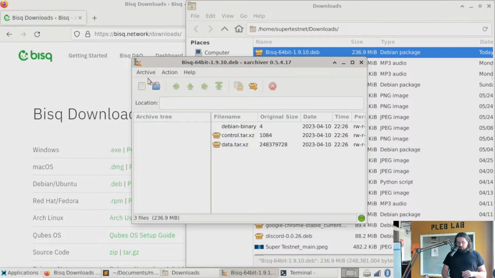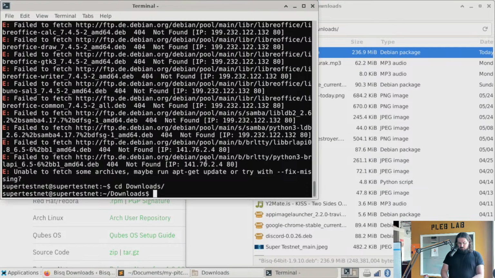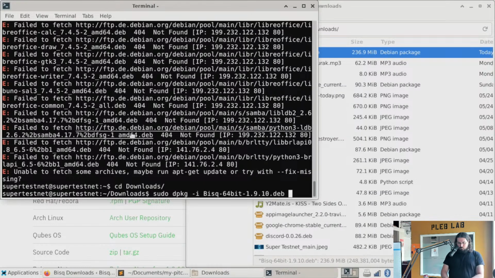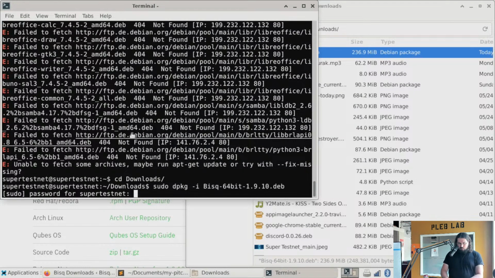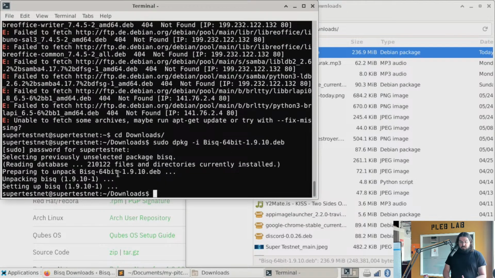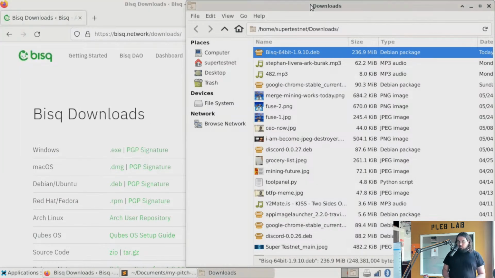I don't know how to install things with this mode. I'm going to use this. Sudo dpkg -i, and what's this file called? Bisq. It's always hard to install things on Linux, but it's not hard on other platforms. So I'm installing Bisq now, and now it's set up. Now I have Bisq installed on this computer. First time it's ever been on here, and let's see what it looks like.